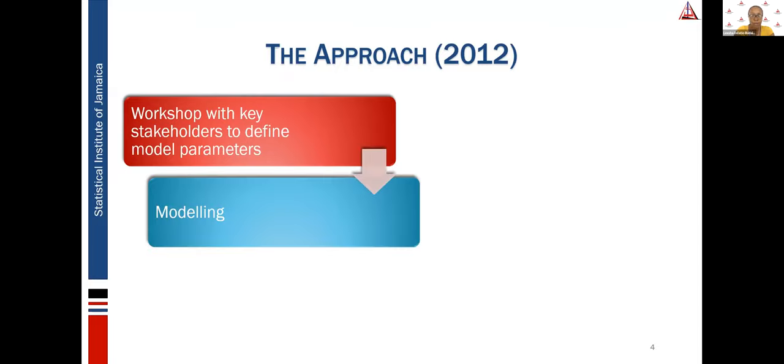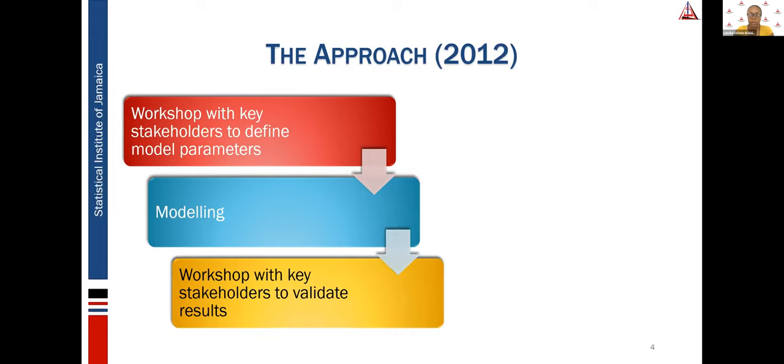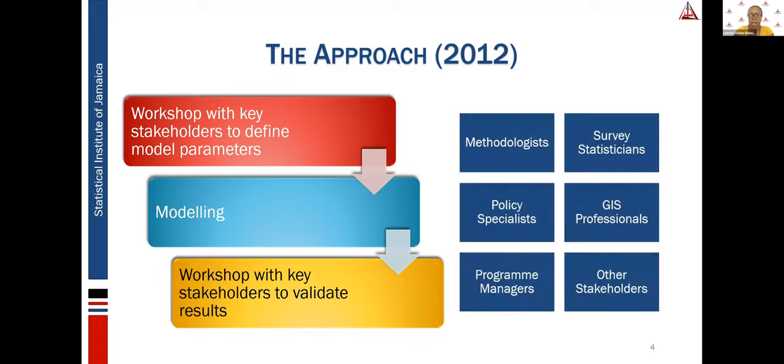After doing those stakeholder workshops, we then went on to the phase of modeling, and this was primarily done by the statistics office with significant support from the World Bank, and specifically their consultant, Eduardo Ortiz. And the final phase in the approach was, after we came up with the models, we had another workshop to validate the results of the survey. The team for the poverty mapping included methodologists, survey statisticians, policy specialists, GIS professionals, program managers in various government departments and agencies, and other key stakeholders, including academia.